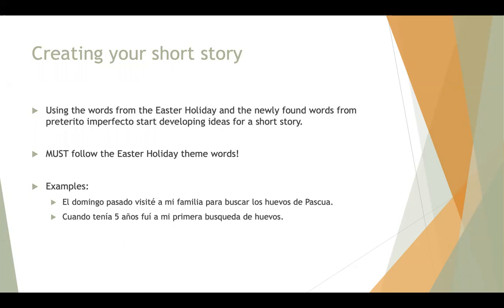Some examples of short sentences that you could possibly use would be, el domingo pasado visité a mi familia para buscar los huevos de Pascua. That is something that I would do. So that was my own example. But again, if you can't come up with your own, from your own perspective, that's okay. You can do it from a different perspective of somebody else, or just a whole made up thing. So something that I came up with was, cuando tenía 5 años, fui a mi primera búsqueda de huevos. I don't really remember when my first time was, but that's just an example. So you don't have to do your own personal experiences.